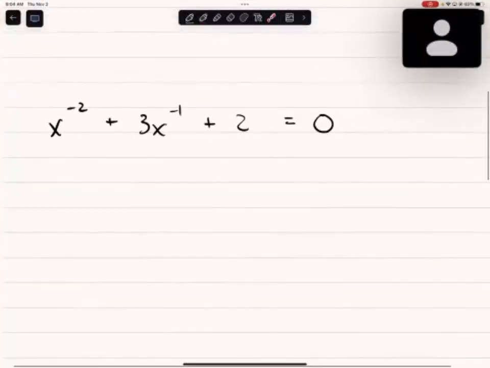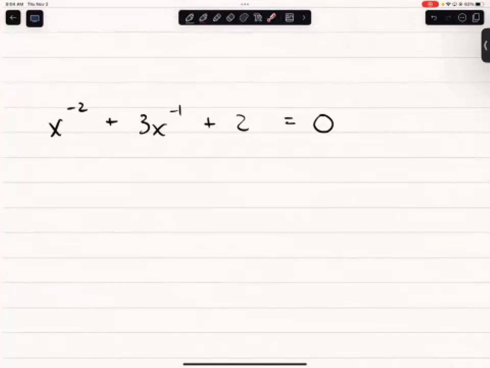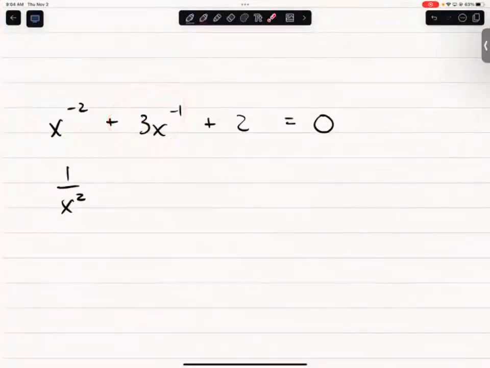Okay. x to the minus 2 plus 3x to the minus 1 plus 2 equals 0. So let's start with just making sure we're okay with how to rewrite those. x to the negative 2 is the same thing as 1 over x squared. And 3x to the negative 1 would be the same thing as 3 over x.